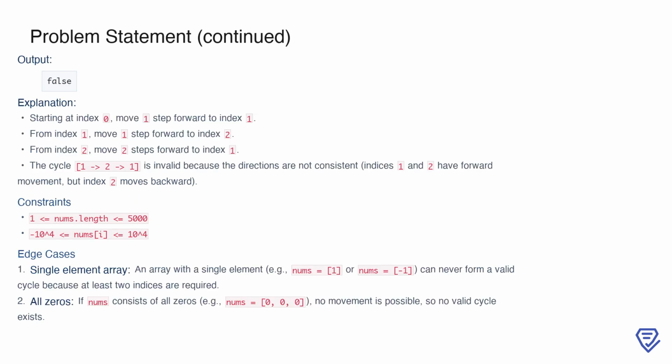Now, let's look at the third example, where the input is nums equals 1, 1, 2. Starting at index 0, you move forward 1 step to index 1. From index 1, you move forward 1 step to index 2. From index 2, you move forward 2 steps, which wraps around and brings you back to index 1. This forms the cycle 1-2-1. However, this cycle is invalid because the directions are inconsistent. While indices 1 and 2 involve forward movements, index 2 then moves backward to index 1. This violates the unidirectional movement requirement, so the output is false.